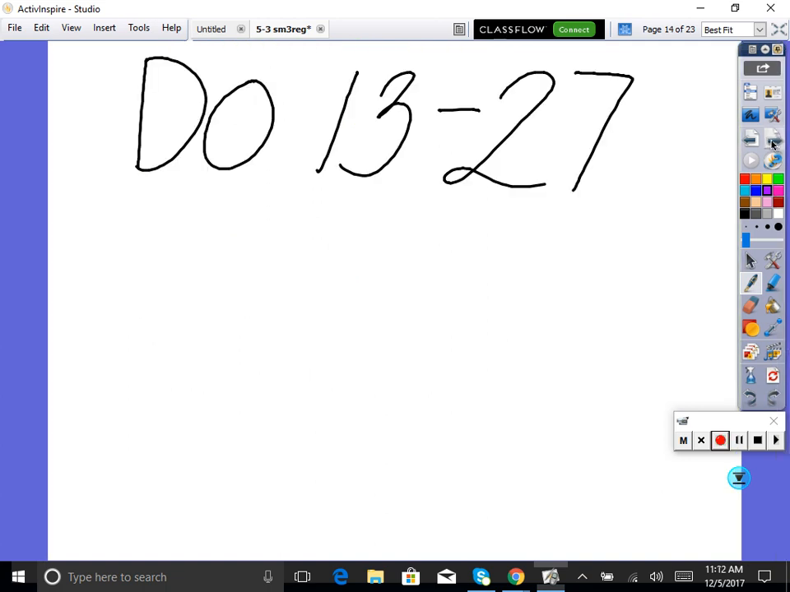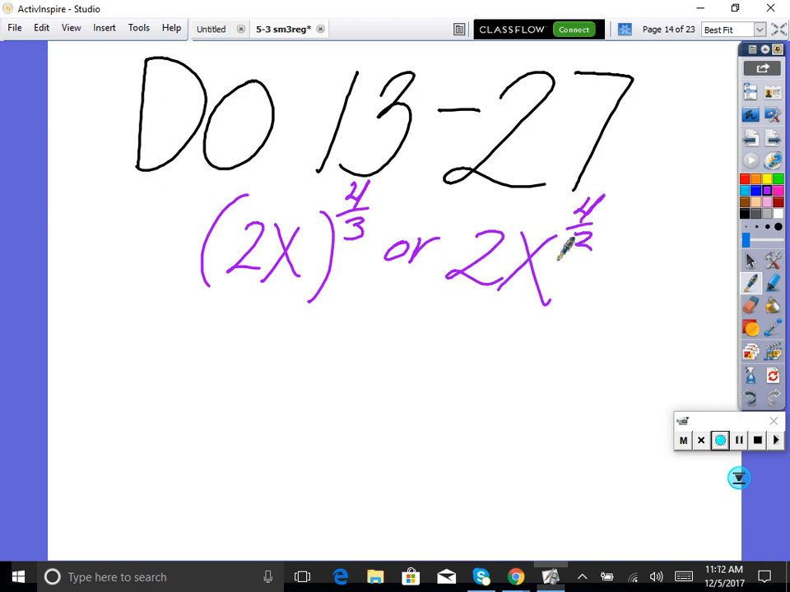Do this section, 13 through 27. Be wary of parentheses. Are we looking at this or are we looking at this? Very different.